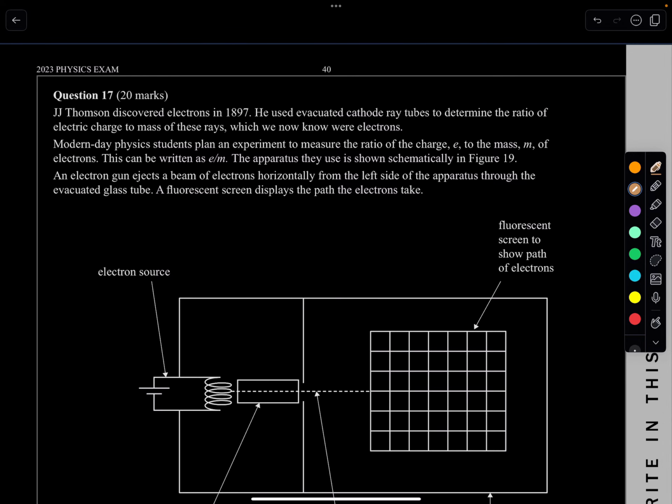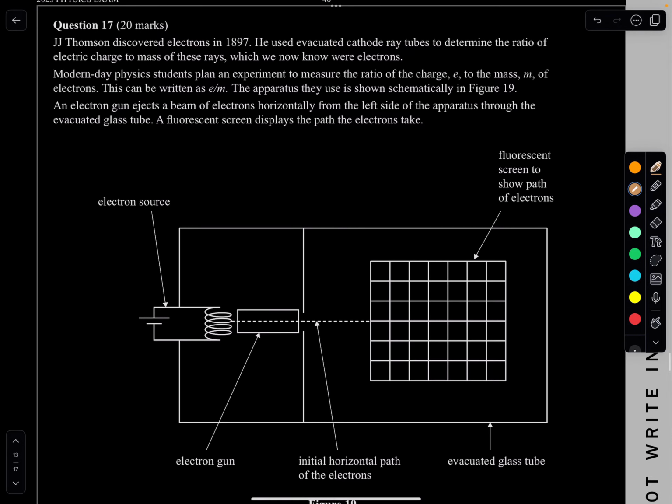Question 17. J.J. Thomson discovered electrons in 1897. He used evacuated cathode ray tubes to determine the ratio of the electrical charge to the mass of these rays, which we now know were electrons. Modern day physics students plan an experiment to measure the ratio of the charge e to the mass m of electrons. This can be written as e over m. The apparatus they used is shown schematically in figure 19. An electron gun ejects a beam of electrons horizontally from the left side of the apparatus through the evacuated glass tube. A fluorescent screen displays the path of the electrons taken.